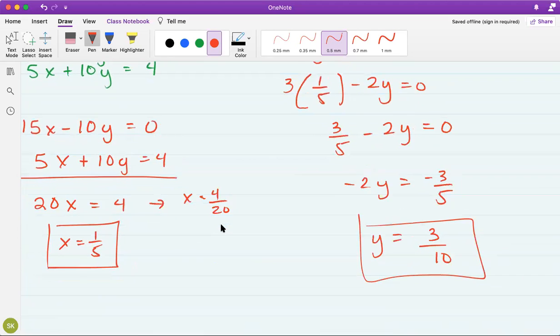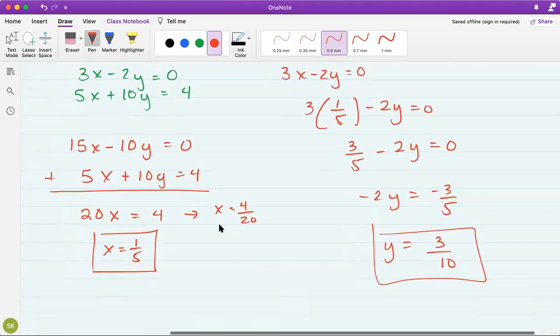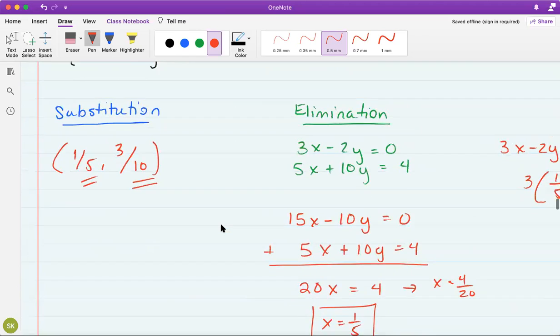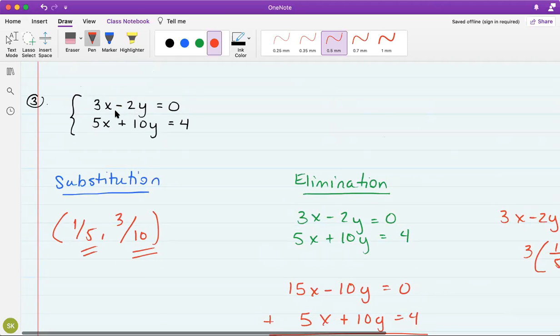Now again, when you're doing these problems for homework, you only have to choose one way to solve it. So you could just use elimination, or you could just use substitution. I just want you to see the different ways to do it. And also, if you only use one way, I recommend you double check by plugging in that 1/5 and that 3/10 and making sure you get 0 in this first equation and 4 in the second equation. Now we can graph this. I'm going to put it in the graphing calculator and we're going to check that we only cross at this point.